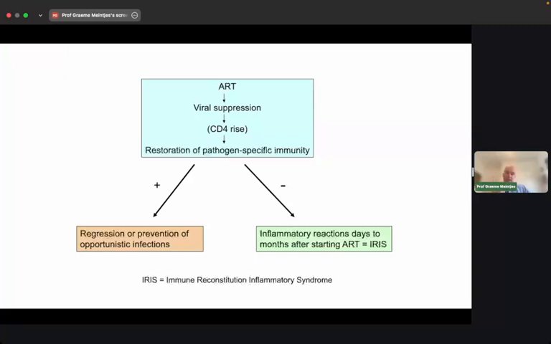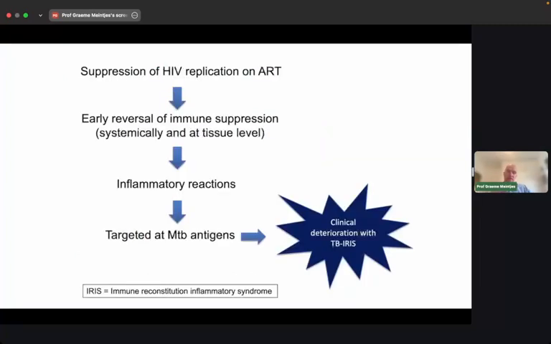So there's real positive benefits of the immune recovery on antiretroviral therapy. But the flip side is the negative aspects on the right-hand side there. That recovering immune function, the first few weeks of ART, can drive inflammatory reactions. And those inflammatory reactions are termed IRIS. So in the context of TB IRIS, this is a slide just elaborating on what I showed in the previous slide: the suppression of HIV replication on ART, early reversal of immune suppression systemically and at a tissue level. And that can drive inflammatory reactions.